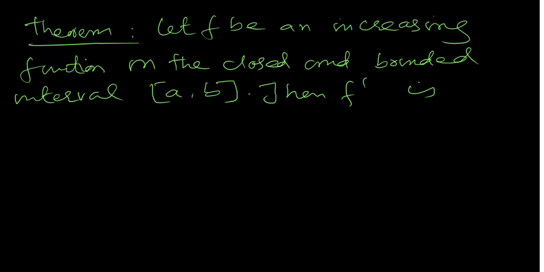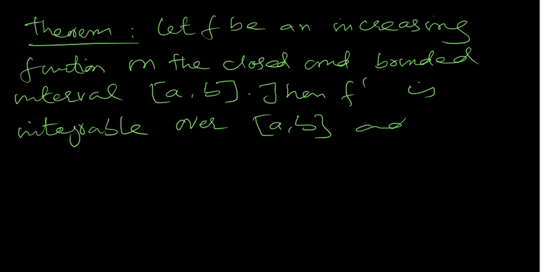So this exists almost everywhere. Now in this theorem we will show that this f dash is not only defined almost everywhere, its derivative is actually integrable. This f dash is integrable over this interval ab, and this holds: integral a to b f dash is less or equal to f of b minus f of a.